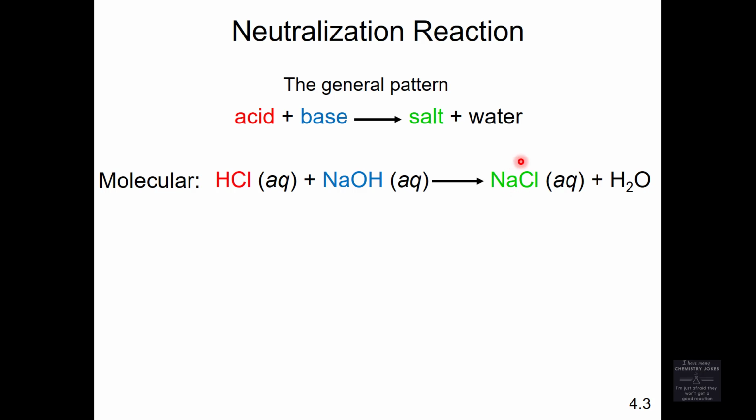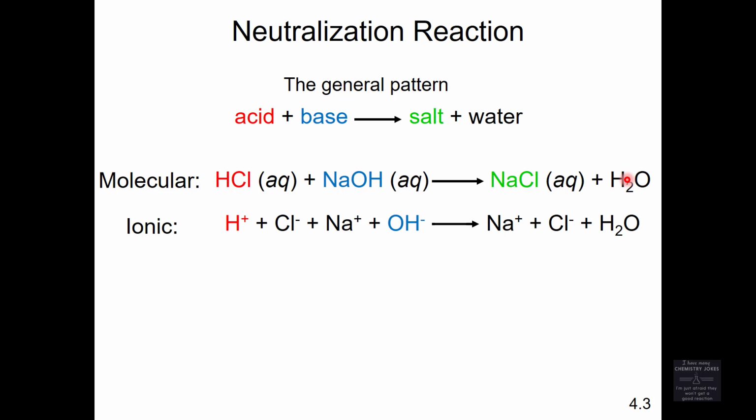Is sodium chloride a soluble salt? Does it dissociate in solution? Yes. Make it fall apart. Does water dissociate in solution? No. So our complete ionic equation looks like this, where my strongs are separated and my soluble salt is separated. Cancel out anything that's common among both sides. Those are spectators. And the net ionic equation is what you're left over with. Anytime hydroxide is the base and you're reacting with a strong acid, you're going to have a net ionic equation that looks like this.